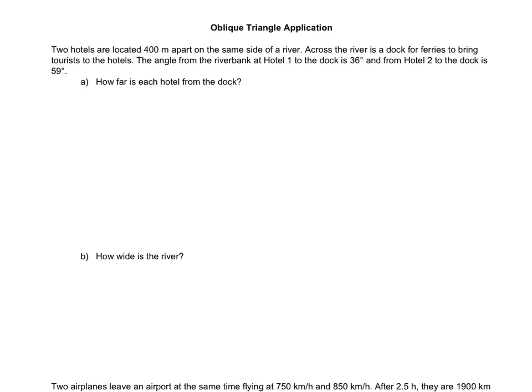So the first problem we have: two hotels are located 400 meters apart on the same side of a river. So right away, let's say this is the river bank and we have two hotels, and I will just label them A and B. Across the river is a dock for ferries to bring tourists to the hotels. So let's say the dock is here, and I'll label that D.